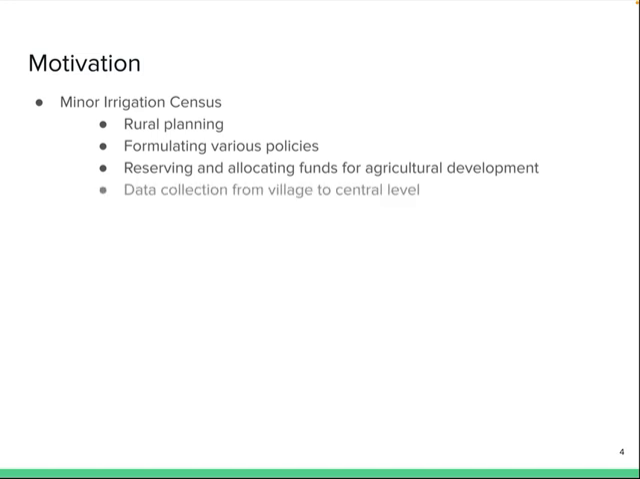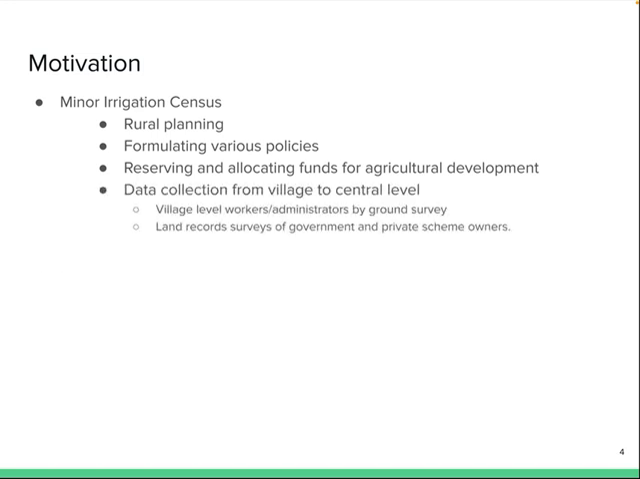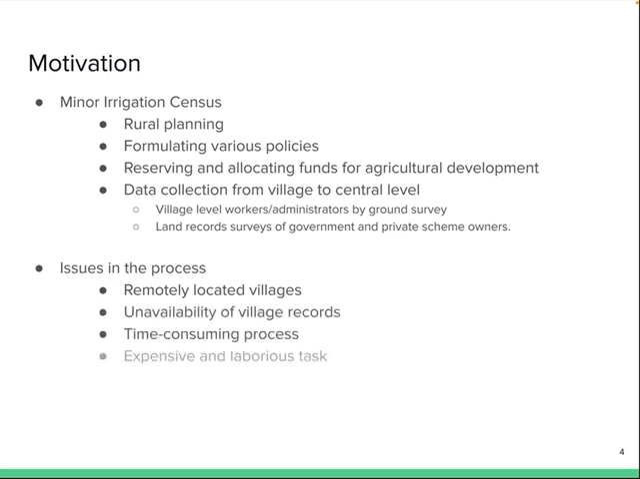In India, minor irrigation census is conducted every 5 years. This helps in rural planning, formulating various policies, and in reserving and allocating funds for agricultural development. The data is collected from village level workers and administrators by ground survey or land record surveys of government and private scheme owners. The issues in the census process are remotely located villages, unavailability of village records and staff, which makes the census process lengthy, error prone, and costly.